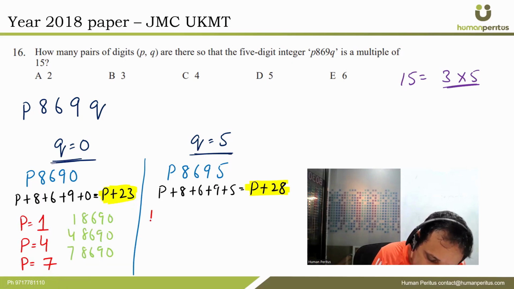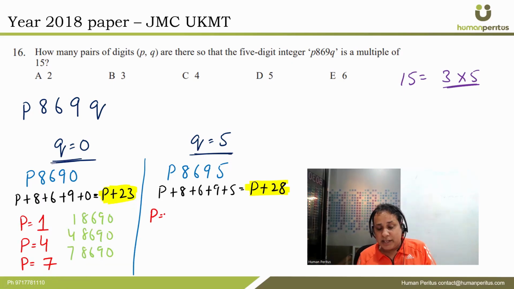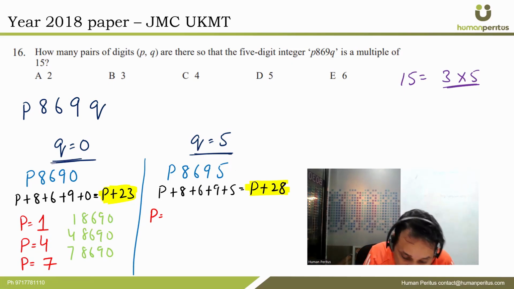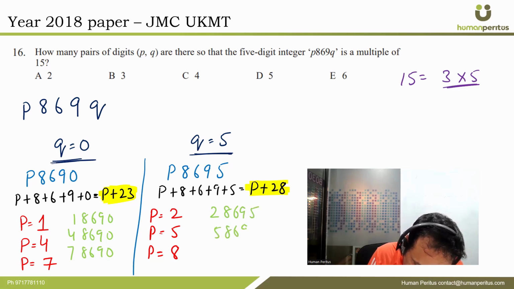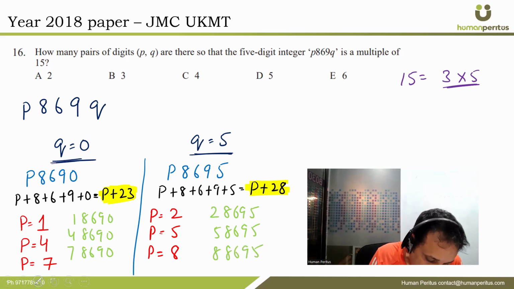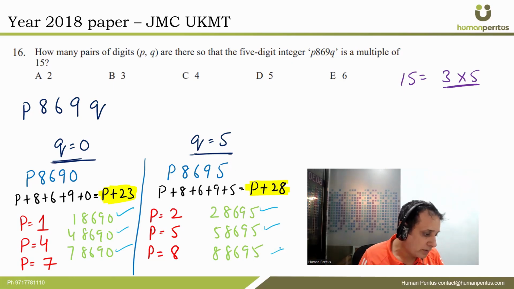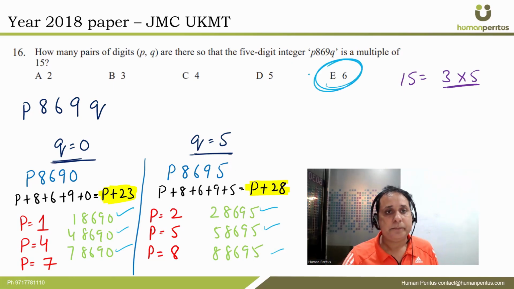In the other case, what can my P be? The next number is 2, with P plus 28. The sum of digits has to be divisible by 3, so it is 30. So P can be 2, 5, or 8. You can figure it out yourself. So my numbers will be 28695, 58695, and 88695. So how many pairs are there now? Pairs are 1, 2, 3, 4, 5, 6. And the correct answer is option E.